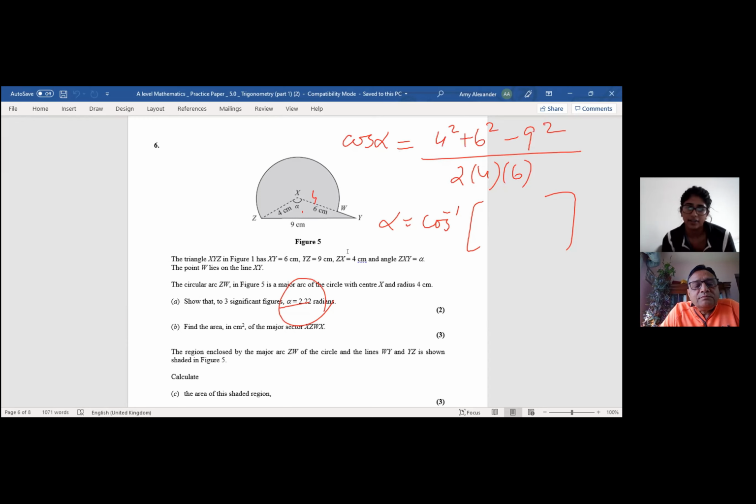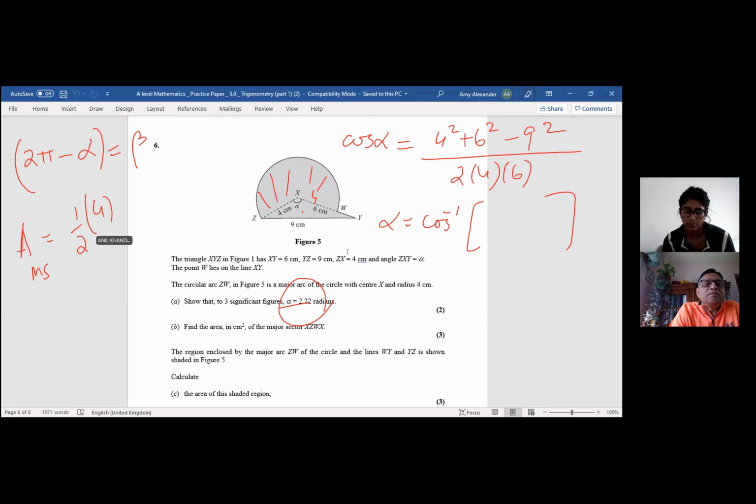Find the area of the major sector XZWX. Major, right? So you do 2 pi minus the value we just calculated, the 2.22. That is the radian value. Then you use that value for half r squared, so half 4 squared. So the major sector area will be half r square, which is 4 in your case, into theta, which is 2 pi minus 2.22.